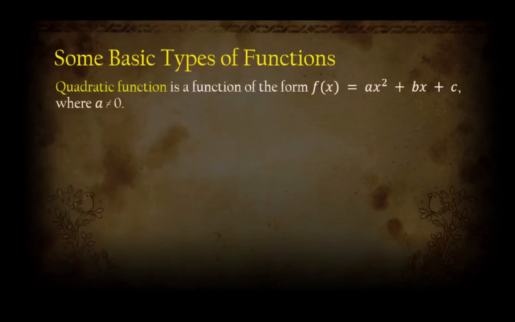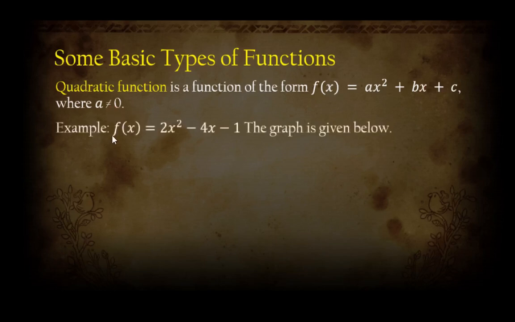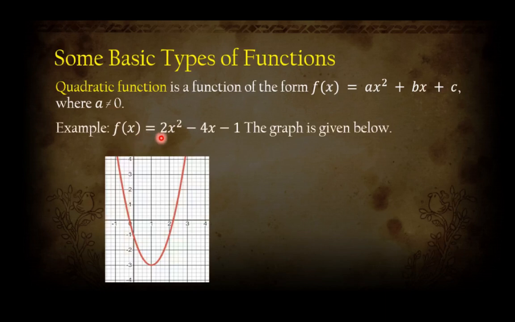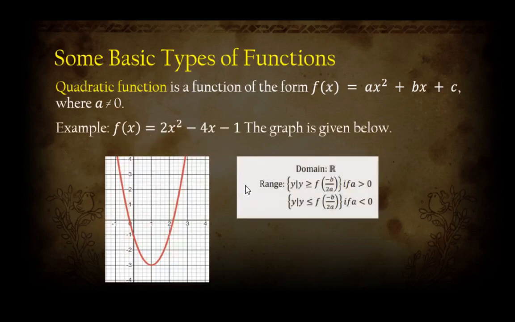Quadratic function is a function of the form f of x equals ax squared plus bx plus c, where a is not equal to 0. In this example, we have f of x equals 2x squared minus 4x minus 1. The graph is given below. So this is the graph of this example or this function. And you have to take note of these guidelines para masulat naman natin ang domain and range niya. So, by the way, the domain is always all real numbers if wala naman restriction.